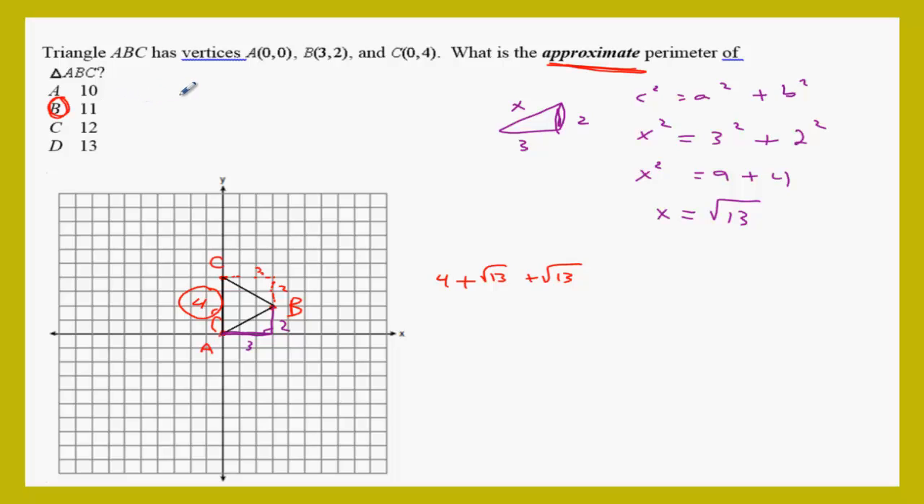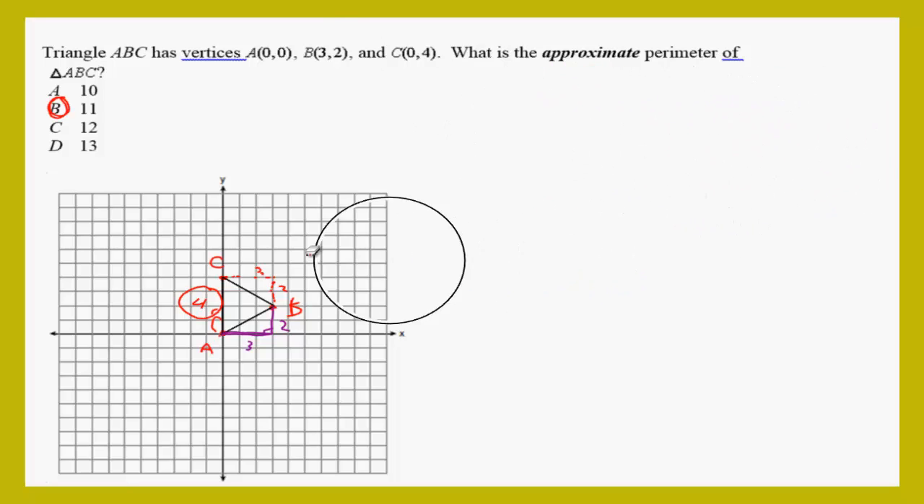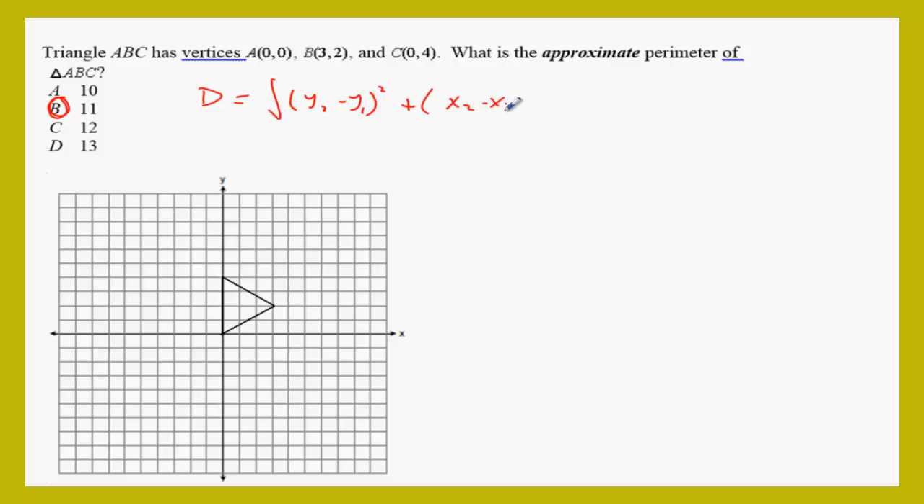This is one way. The other way to find the perimeter is using the distance formula. I'm going to erase everything here and work without graphing it, which is a little bit longer, but I'm just going to mention it. The distance formula for each pair of vertices is the square root of y2 minus y1 squared plus x2 minus x1 squared.